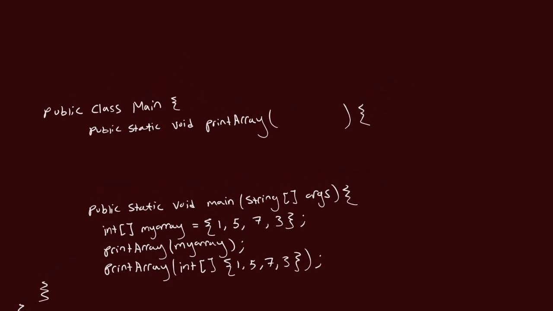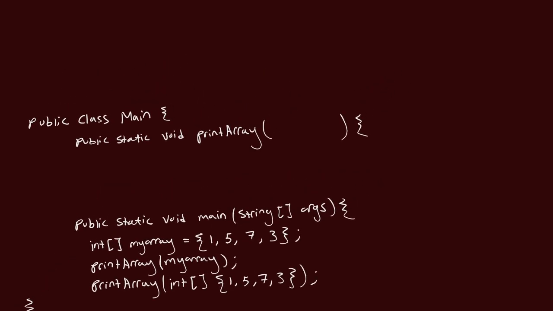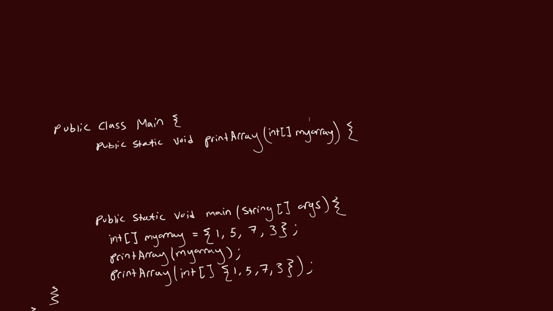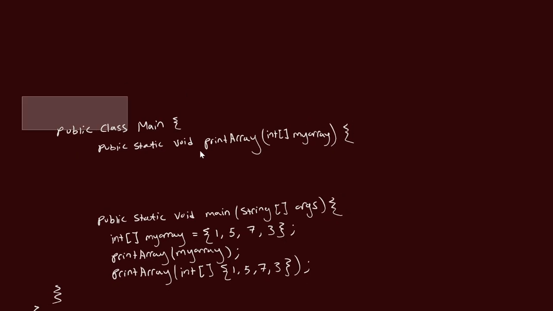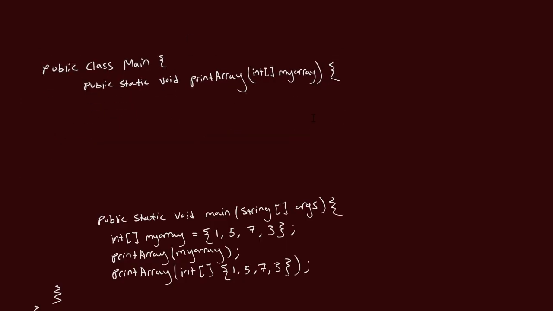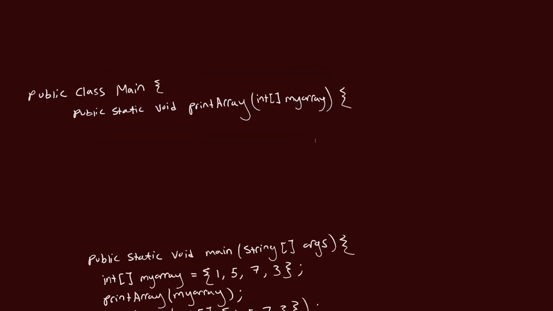Now the next thing: this gets stored in here, but we can't do the following. We can't do int my array. This is only for solo integer values. What you have to do is do int square bracket my array. That way we can pass in our entire array value into here. Let me just quickly move this up there. Now we're going to start printing out our array.